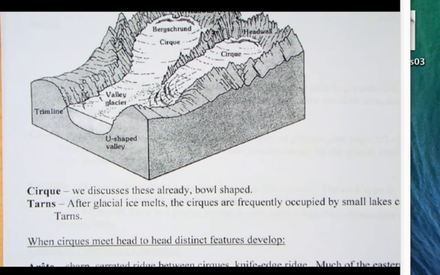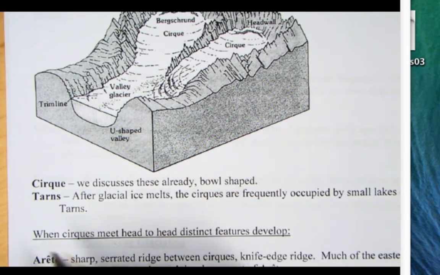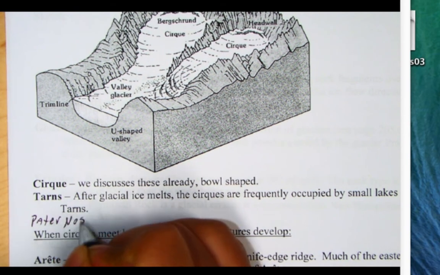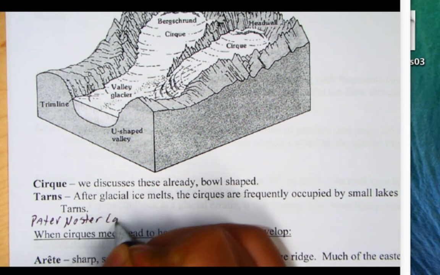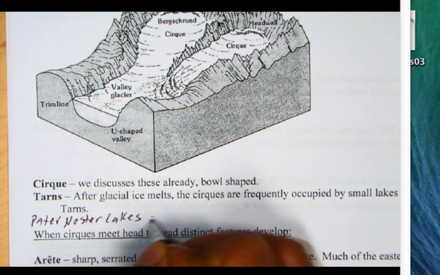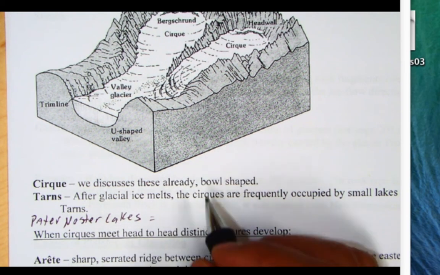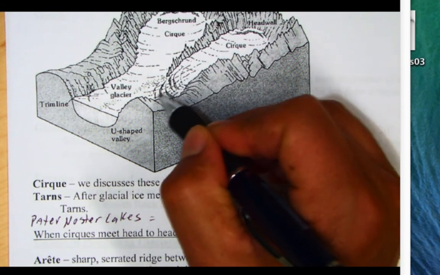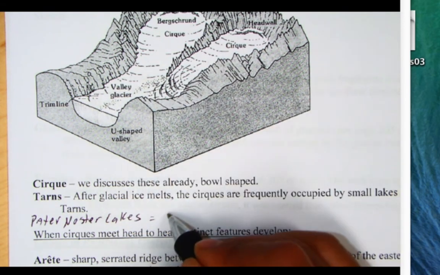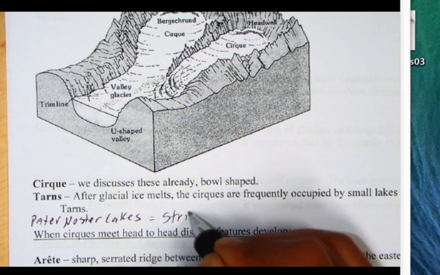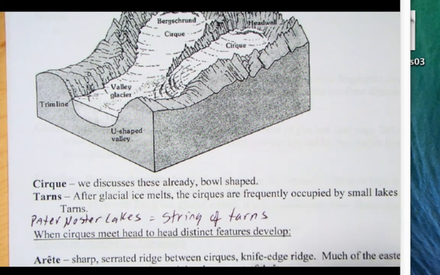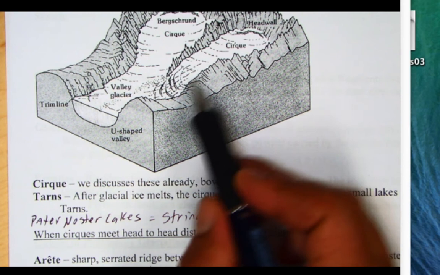Now, sometimes, in fact, I don't have it up here, there are these paternoster lakes. And what these are, they're also called rock basin lakes. You might see a string of lakes. As the glacier melts, there'll be several areas where water can pond up. So these are basically a string of tarns. And I'll show you some pictures of these when I show you the PowerPoint. So a string of these tarns going down the mountain here.